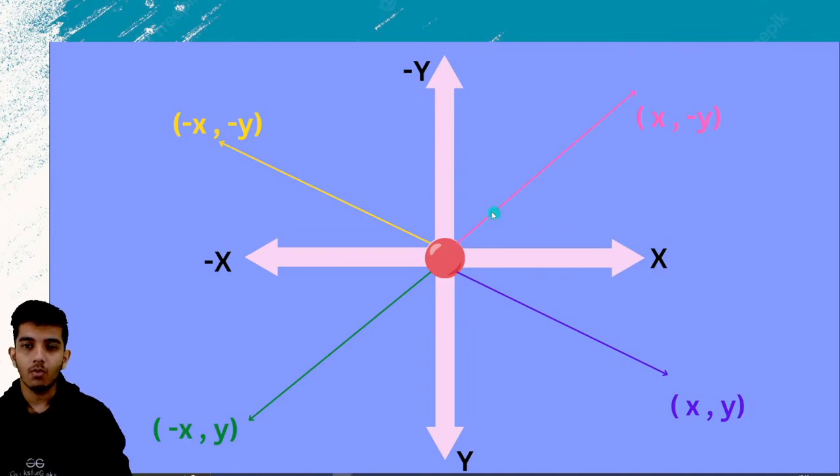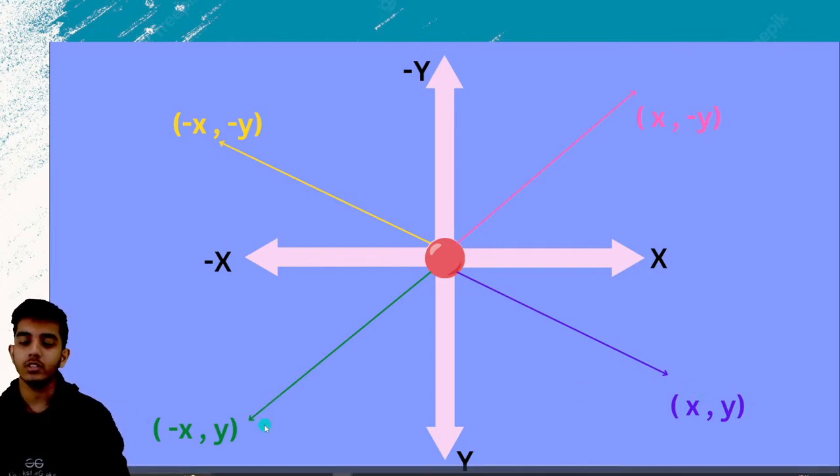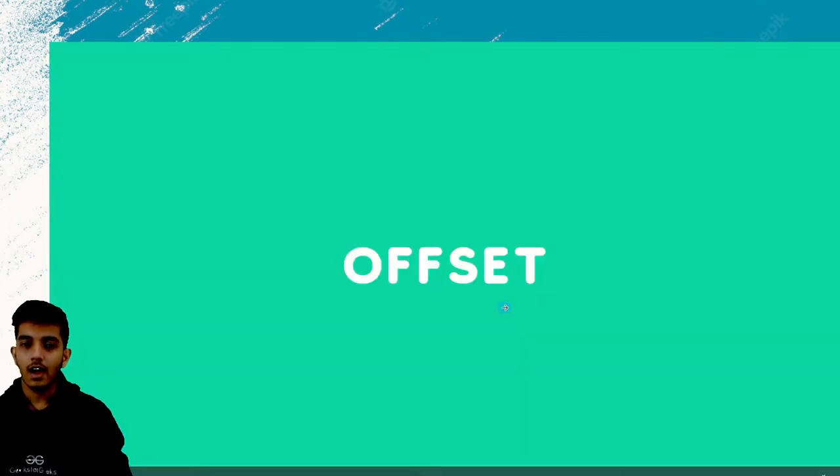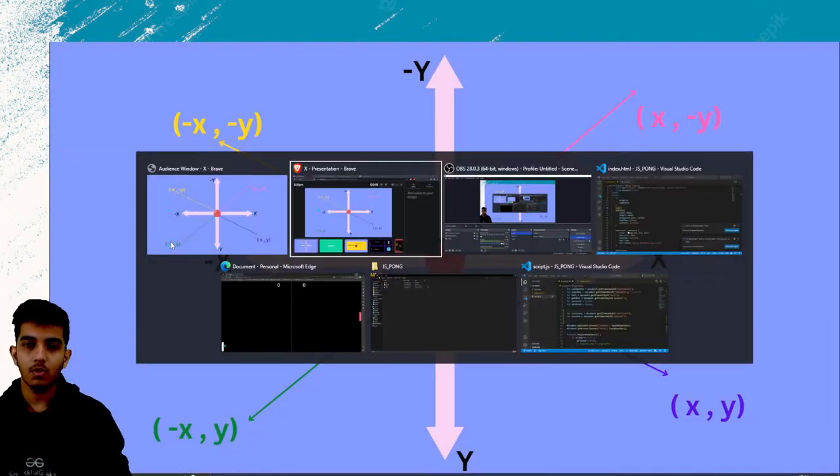Basically what it said was that if x and y are negative, then the ball will move in the top left direction. If x is positive and y is negative, the ball will move in the top right direction. If x is positive and y is positive, the ball will move in the bottom right direction. If x is negative and y is positive, the ball will move in the bottom left direction. So these were the directions, and you can check this by manipulating your code.